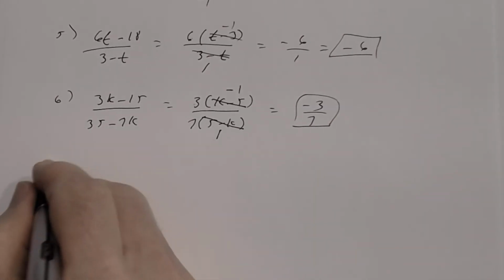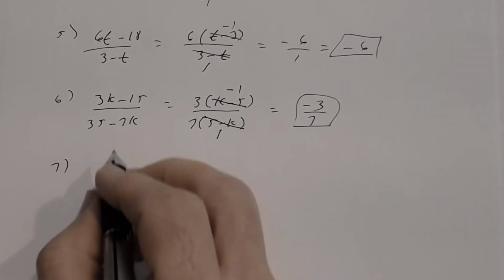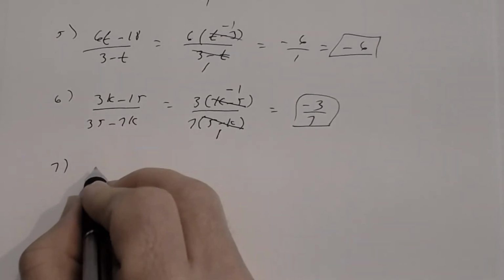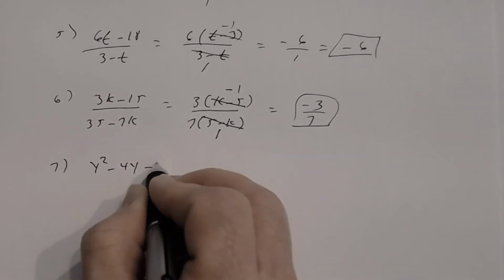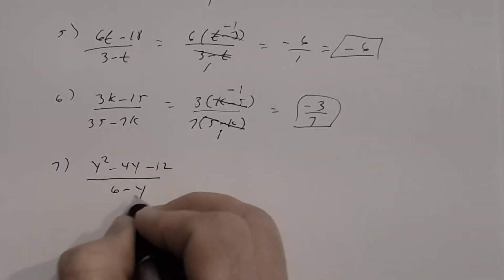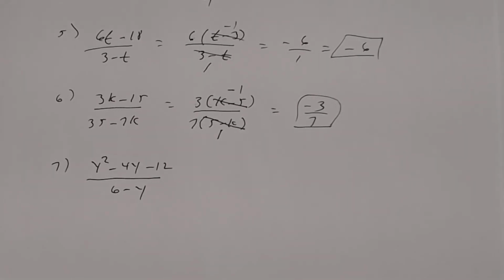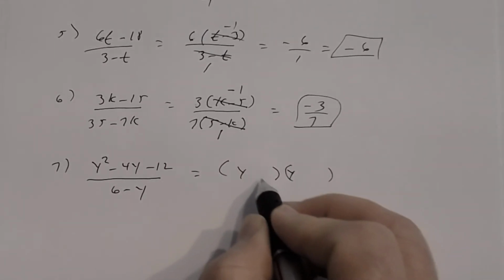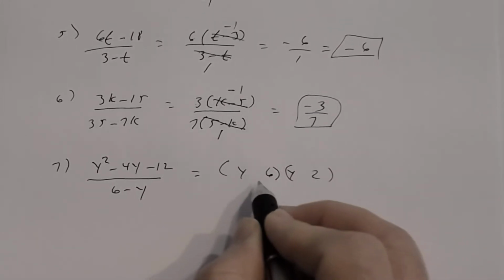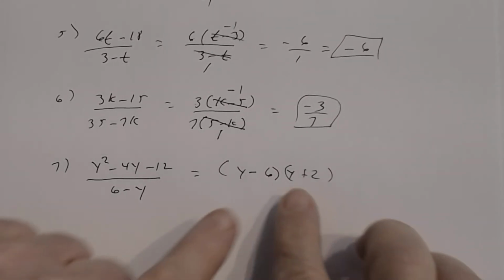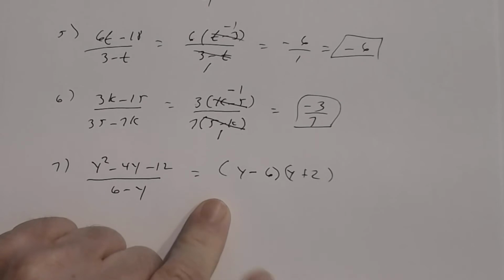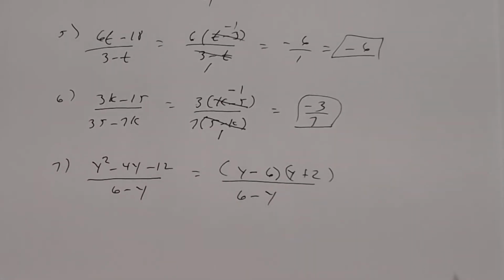Okay? Number 7. Number 7, let's do this. y squared minus 4y minus 12 divided by 6 minus y. So that's number 7. Okay, so if I factor the numerator, I'm going to get, let's see, y, 6 and 2, and the 6 will be negative and the 2 will be positive. And let's check it. Negative 6 times 2 is a negative 12. The outers are 2y, the inners are negative 6y, which gives me a negative 4y, divided by 6 minus y. All right, do you see any common factors? Well, kind of, right? I see opposites.